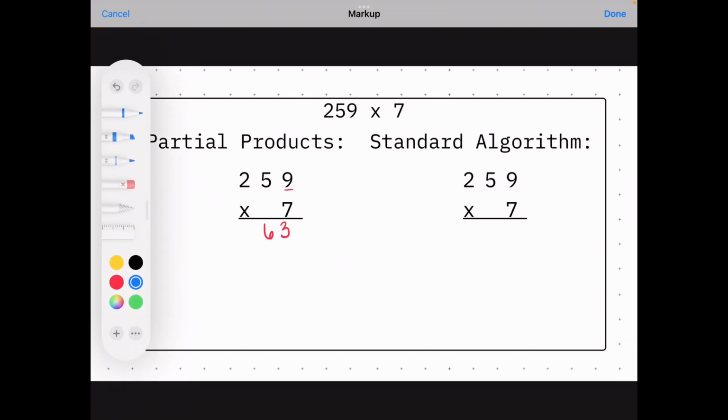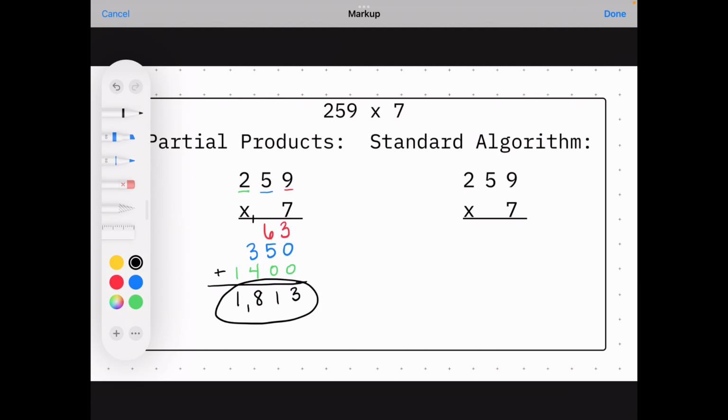Then I'm going to do 7 times 50, because that 5's in the tens place, giving it a value of 50. I know 7 times 5 is 35. Add on that 0, so 350. Next, I'm going to do 7 times 200. I know that 7 times 2 is 14, and then I need to add 2 zeros this time. And now I can just add these 3 products up, getting me an answer of 1,813.